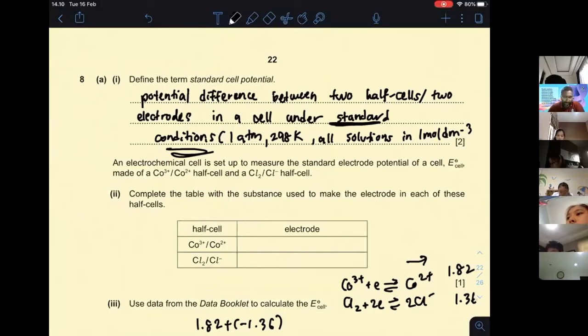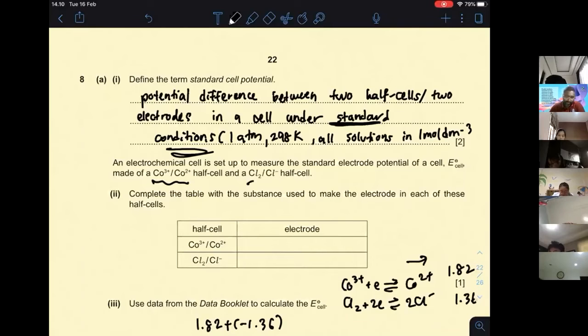Now, an electrochemical cell is set up to measure the standard electrode potential. You go and look at my PowerPoint and your textbook. Both are aqueous. The electrode is also aqueous. The electrolyte is also going to be aqueous.